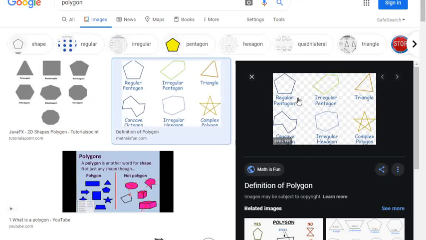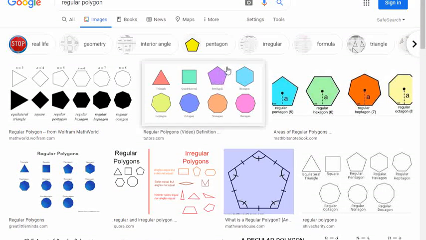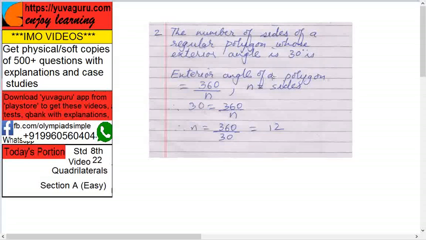Now what is a regular polygon? See this. This is not a regular polygon, but this is a regular polygon. Why? Because the sides are congruent over here and all the angles are the same. That is known as a regular polygon. Means all sides equal, all angles equal. So one basic formula for finding the number of sides or exterior angle, anything you can find out. See here. Exterior angle of a polygon equals 360 divided by n. Now what is n? n is the number of sides of the polygon. Now remember this, exterior angle equals 360 upon n.